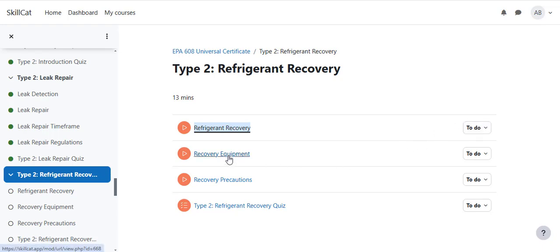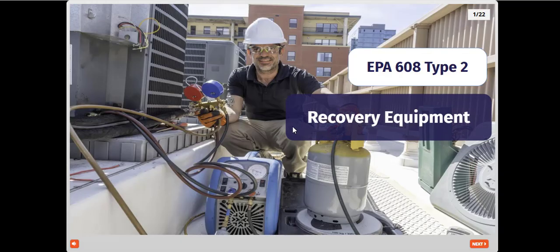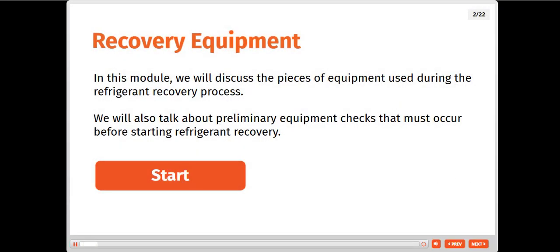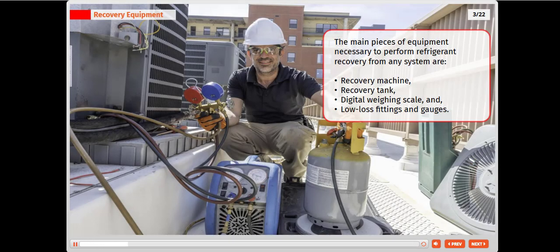Let's go to recovery equipment. In this module, we will discuss the pieces of equipment used during the refrigerant recovery process. We will also talk about preliminary equipment checks that must occur before starting refrigerant recovery. The main pieces of equipment necessary to perform refrigerant recovery from any system are the recovery machine, recovery tank, digital weighing scale, and low-loss fittings and gauges.